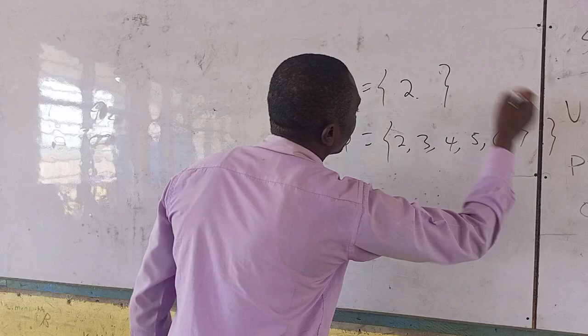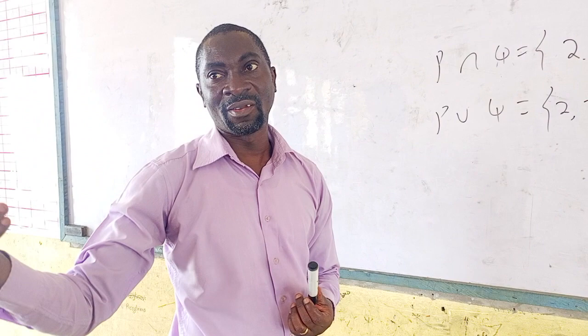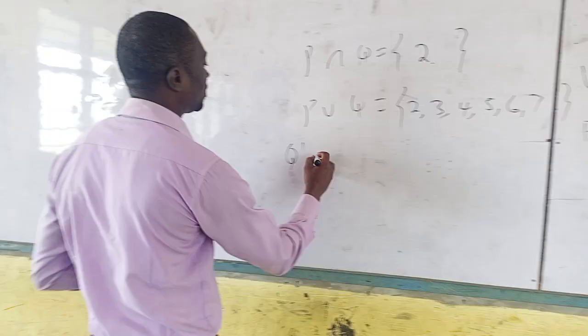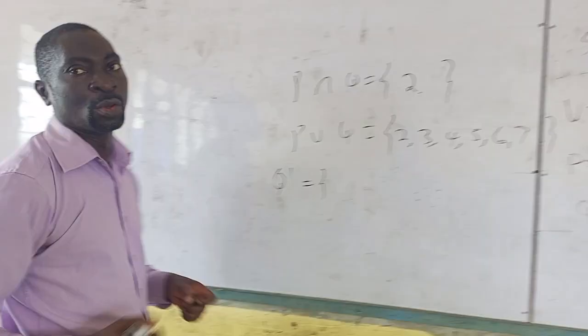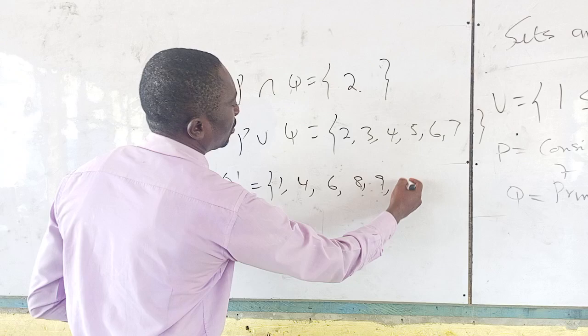Then what do we have again? P intersection Q complement. We have to find our Q complement first, is that not it? Yes. And in finding the complement, we compare to the universal set, is that right? Yes. Now let's find our Q complement: 1, 4, 6, 8, 9, 10, 11, 12. Then we have our P.